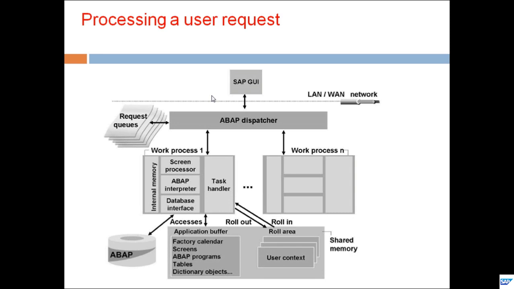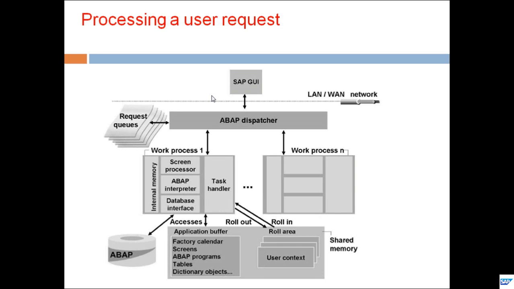Here the Dynpro processor executes the screen flow logic of the application program, and it calls the processing logic modules, and then it transfers the field content to the processing logic. So the actual processing logic of the ABAP application programs is executed by the ABAP interpreter. The screen processor tells the ABAP processor which subprograms need to be executed.